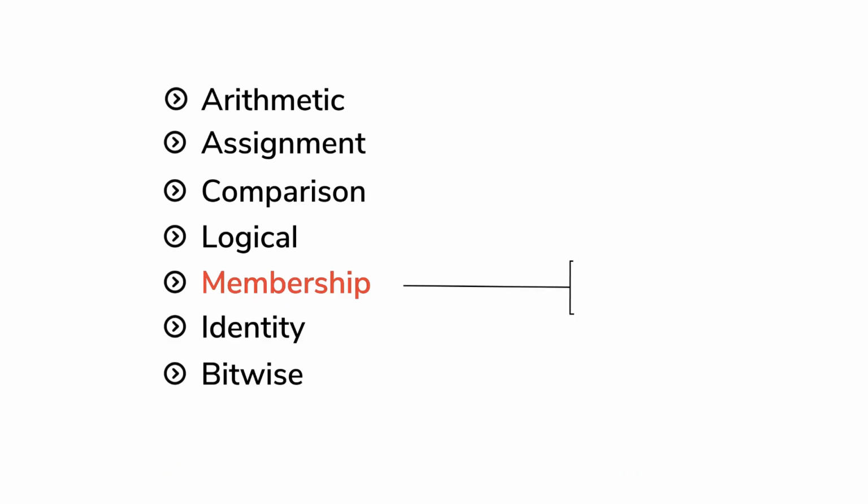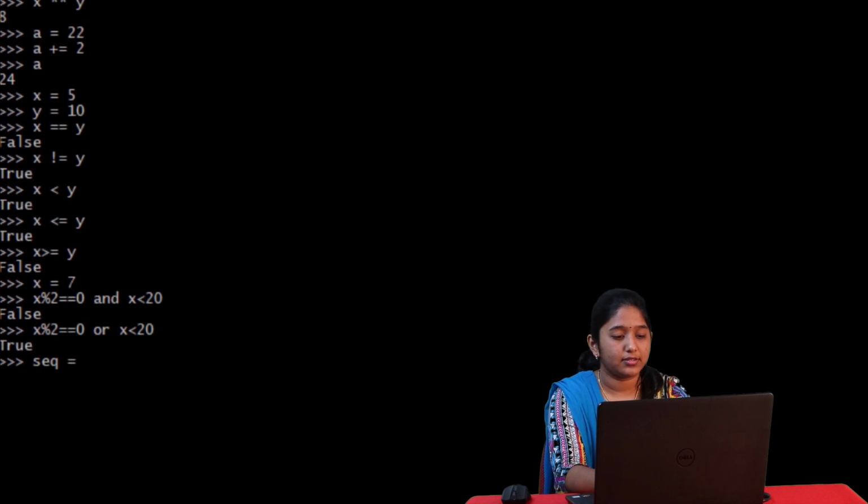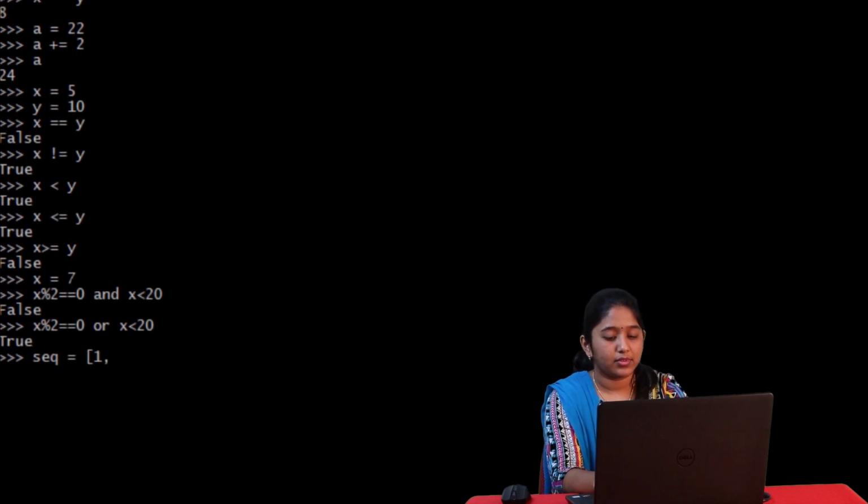Next are membership operators. There are two membership operators, in and not in. These are used to check whether a value is present in a sequence or not. Now let's create a sequence and try this out. Since we have already discussed sequence types, I'd be using a list here: 1, 2, 3, 4, 5.